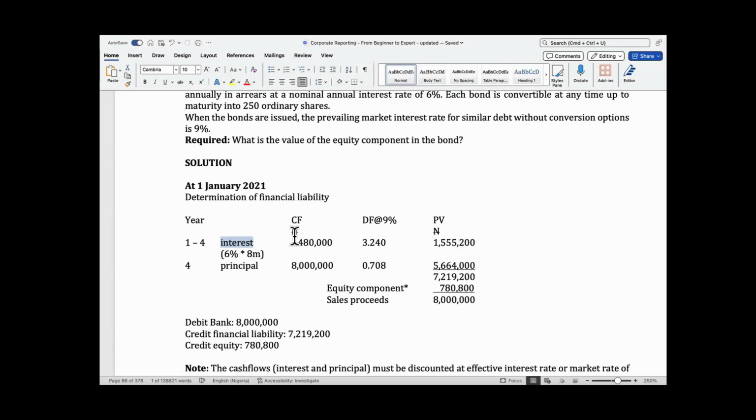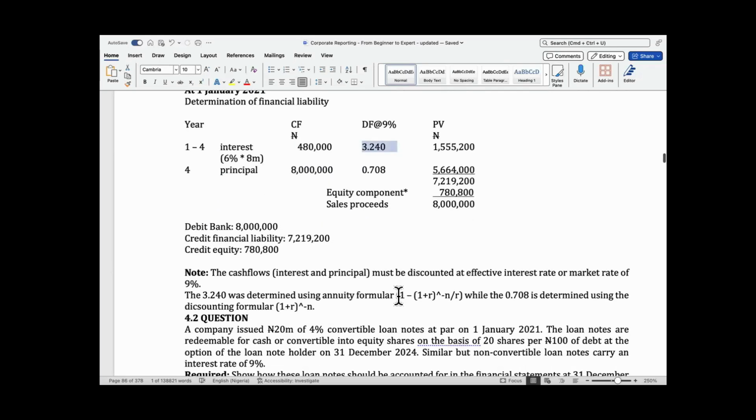So we know we're going to get interest for 4 years, 1 to 4 years, and it's 480 per annum. So to get the present value of 480,000 per annum, you use an annuity formula, which I showed you is 1 minus (1 plus r) raised to power minus n, over r. If you punch that on your calculator using r as 9% and n as 4, you will get 3.240. If you multiply this 3.240 by 480, it gives 1,555,200.